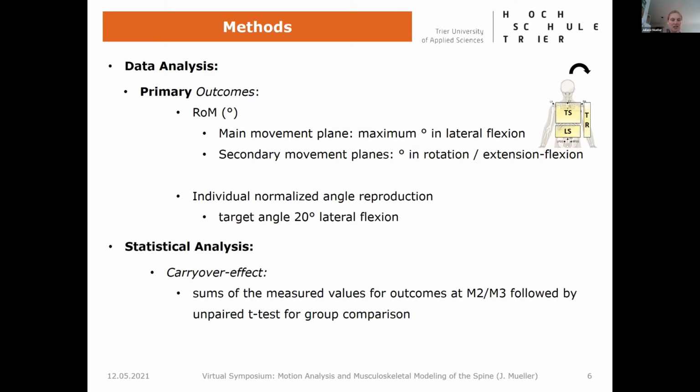The statistical analysis was 2-step. Firstly, the measured data were analyzed for a potential carryover effect between the 2 crossover periods, so the rest and the intervention period. And secondly, before and after intervention data were matched and analyzed by one-way analysis of variance to account for interventional effects.